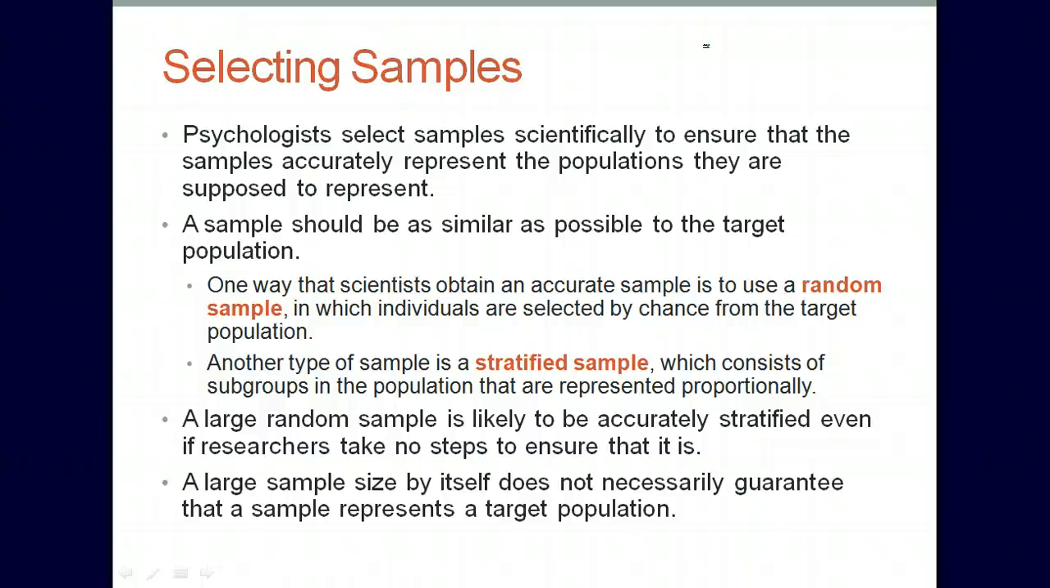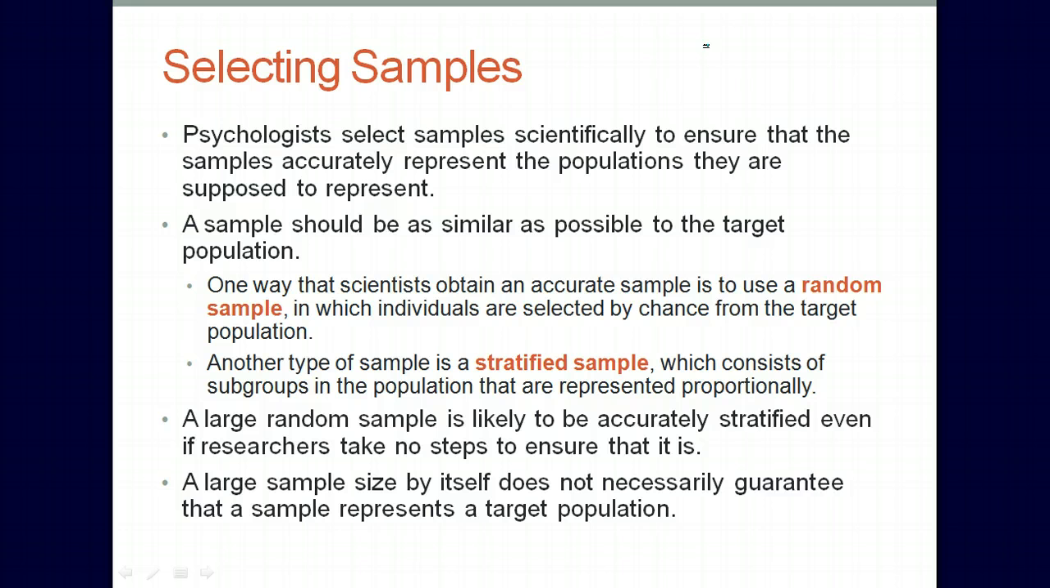If 28% of high school students are seniors, then 28% of the sample should be seniors. If 9% are black, then 9% of the sample should be black. And one way that you can do this, in theory, is that scientists obtain an accurate sample by using a random sample, where individuals are selected randomly from the target population.